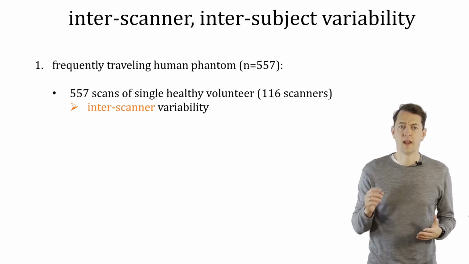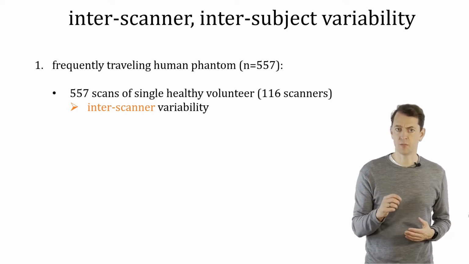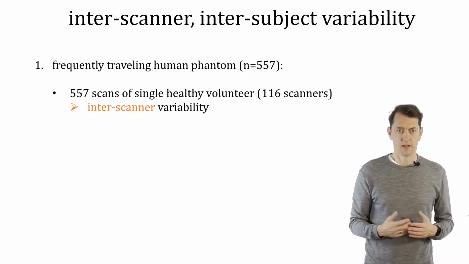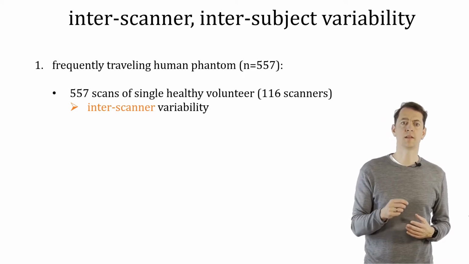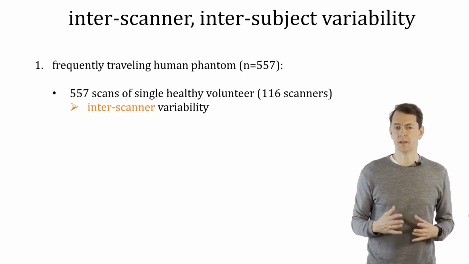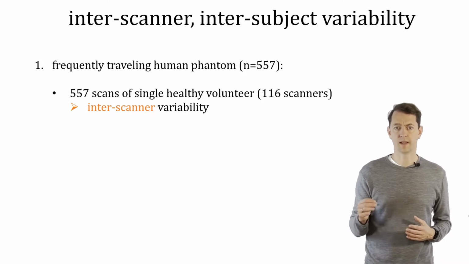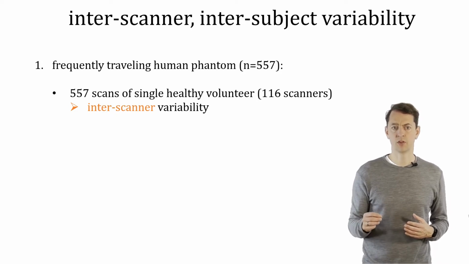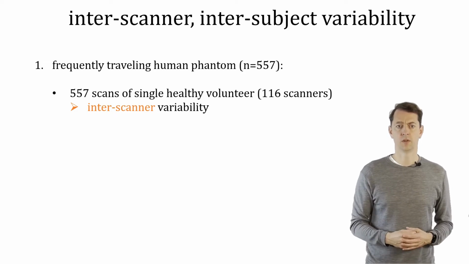The question is, how much does the brain volume depend on the scanner? Since it is the same brain, the brain volume should be approximately the same for all scans, right? As you will see, this is not the case. To make it a bit more interesting, we will relate the interscanner variability to the intersubject variability. Interscanner variability describes how much the brain volume depends on the scanner hardware, whereas the intersubject variability provides information to which extent the brain volume differs from individual to individual.